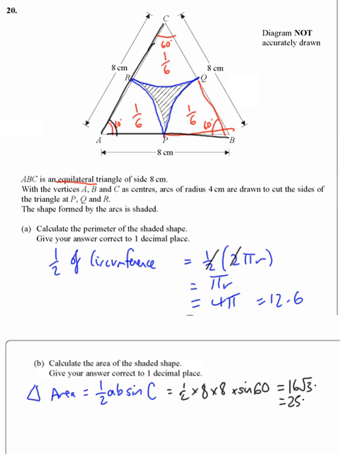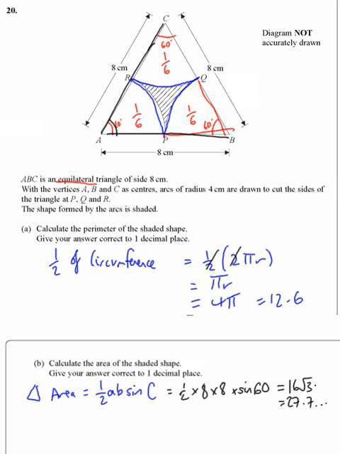Is that correct? No, my mistake, I'm reading the wrong bit. It's 27.7, or thereabouts. And then that's the area of the triangle.